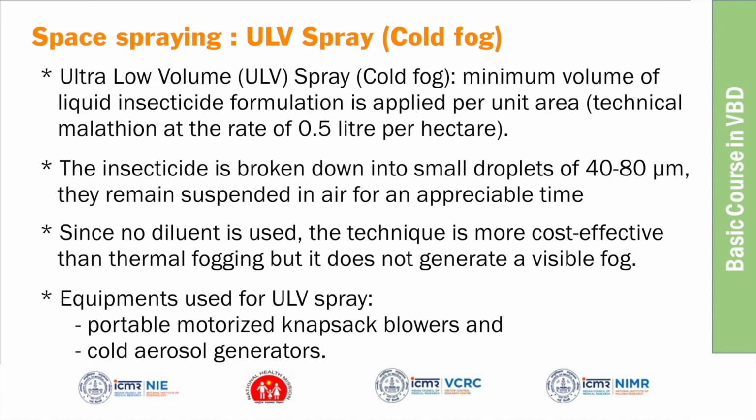Technical malathion at the rate of 0.5 liter per hectare is used. The insecticide is broken down into small droplets, and you see the droplet size is 40 to 80 microns. They remain suspended in the air for a set time, 15 to 30 minutes only. The insecticide droplets are suspended here in the air.